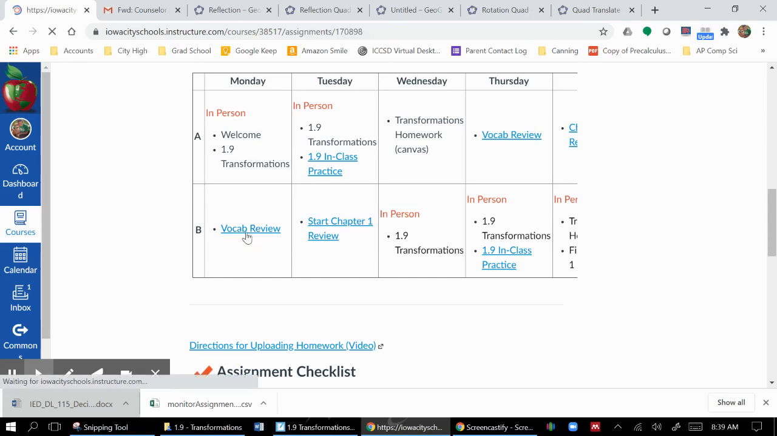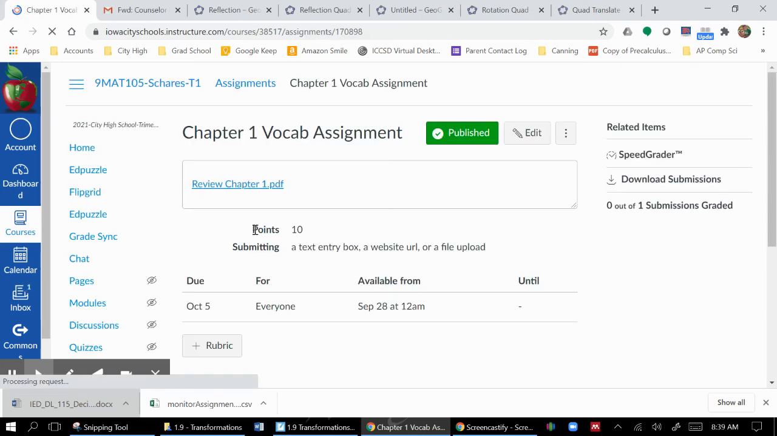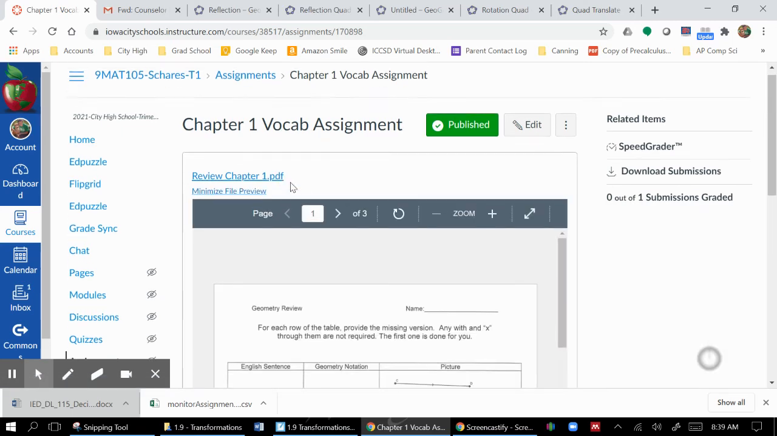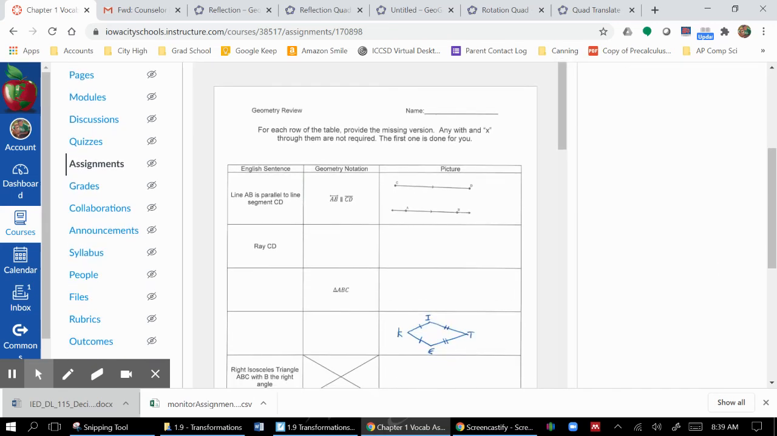For this vocab review, when you click on that, it's going to be like a PDF that you can open up. You can print this off if you want to. You can also just make a copy of it on paper. What you're doing here is just filling in the missing boxes. So they give you one example, but I'm going to go ahead and talk about another one. If we see the sentence in English, Ray CD, it's going to be CD with the little ray symbol over it. And if I were going to draw that on paper, I'd have C, D, and the ray.